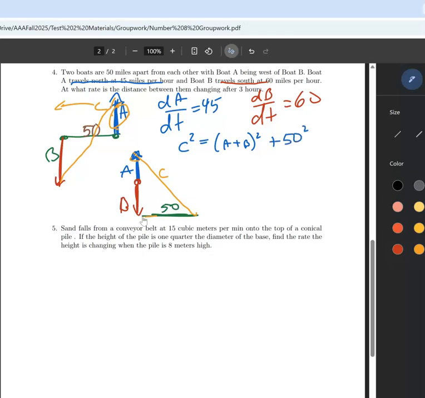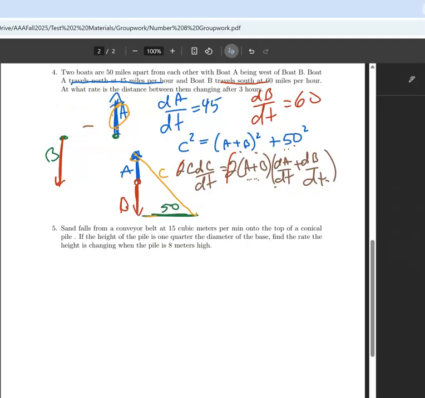Okay, now I'm ready to take the derivative. So 2C dC/dt, and then you're looking at chain rule happening here, right? 2(A plus B) to the 1 power, and then (dA/dt plus dB/dt). So that has to have parentheses because that's the derivative of the inside, right? And you know the derivative of 50 squared is 0. Okay, let's see what we got here. So let's cancel the 2's and make some room over here.